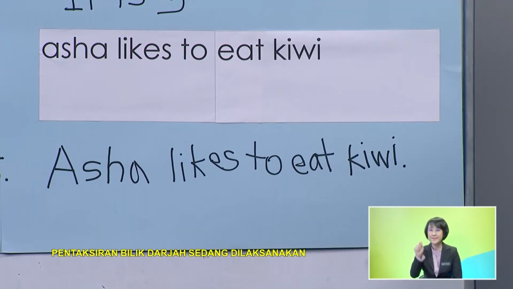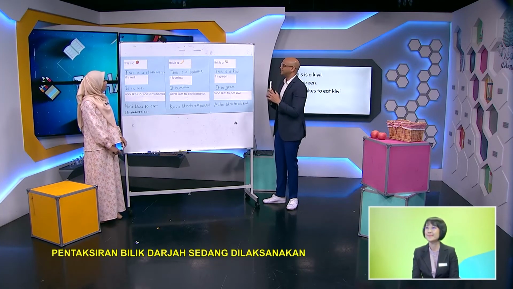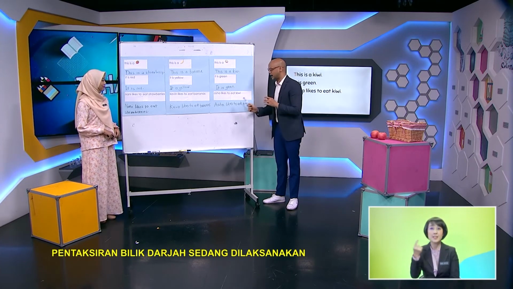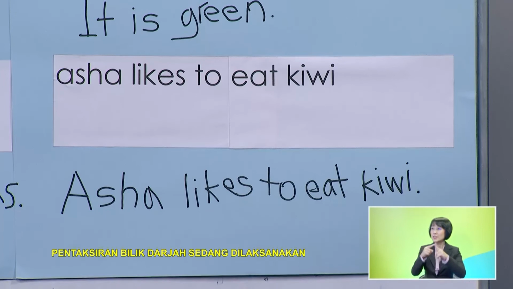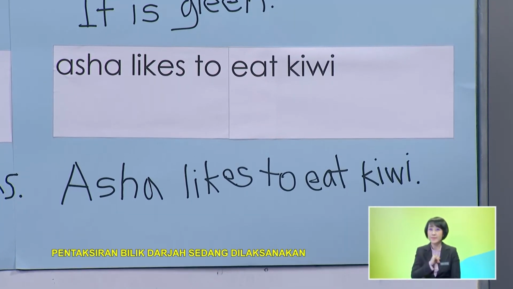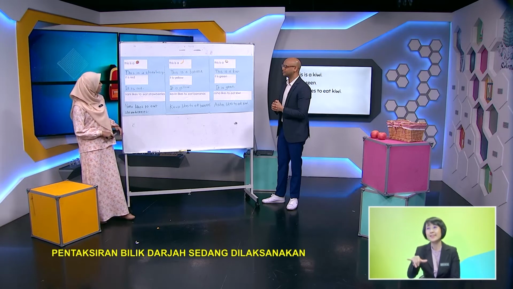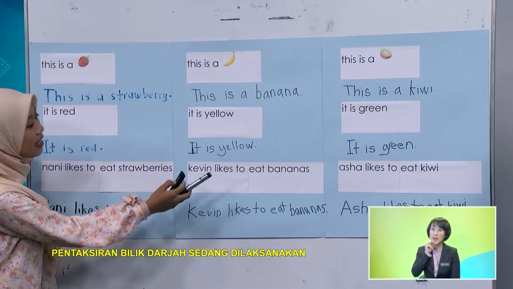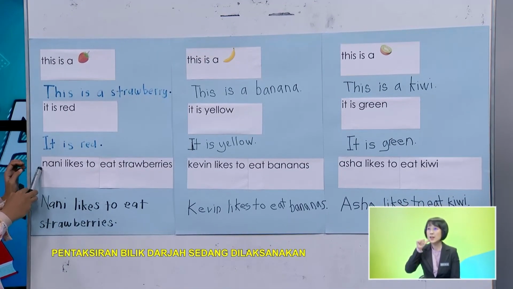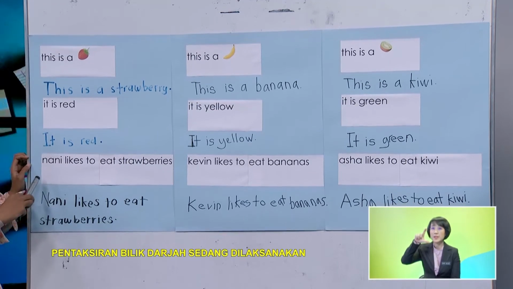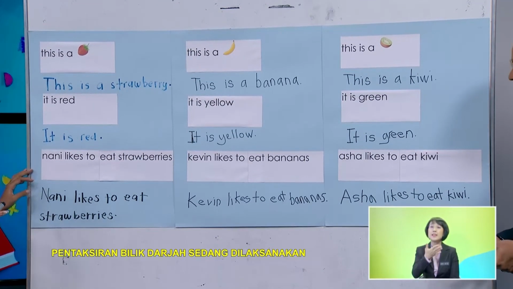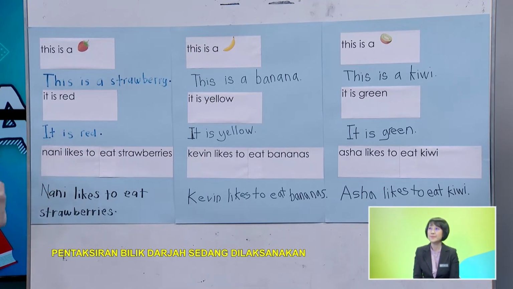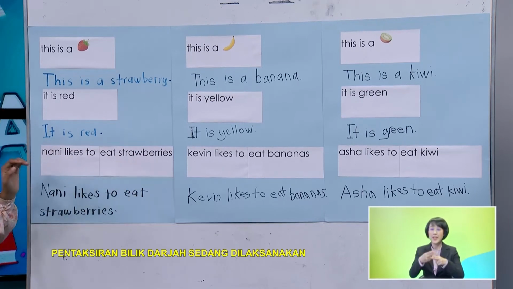All right. Let me read this one more time. This is a kiwi. It is green. And Asha likes to eat kiwi. Did I get it all correct, teacher? Yes, all correct. Okay, Sean, I want to tell you something. As you can see, Nani, Kevin, Asha. You put a capital letter because it is also their name. Yes. It's a proper name, so we need to put a capital letter. Sean, Farah, Nani, Kevin, Kuala Lumpur.